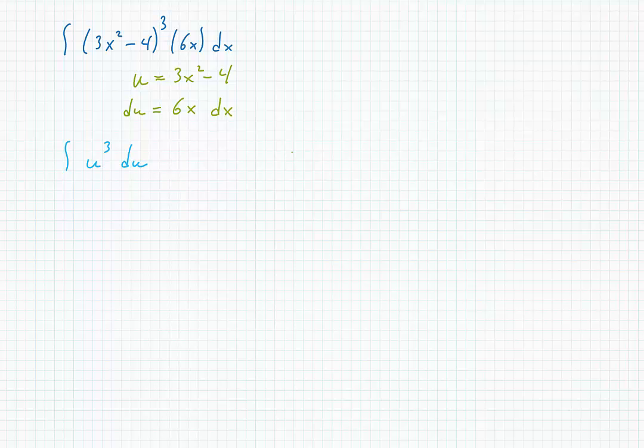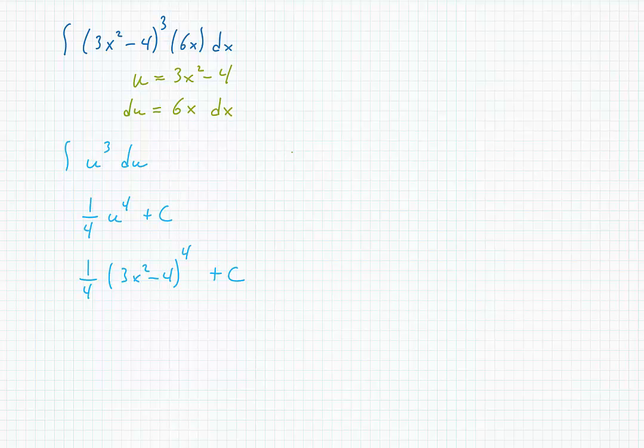Now, when we see the first one, it doesn't look like something that we know how to take the antiderivative of, but when we put it into this u format, it looks a lot more familiar. So anti-differentiating, we're going to get 1/4 u to the fourth plus c. If we undo our substitution, we're going to get 1/4 times (3x squared minus 4), since that was our u, to the fourth power plus c. And there's the result we were looking for.